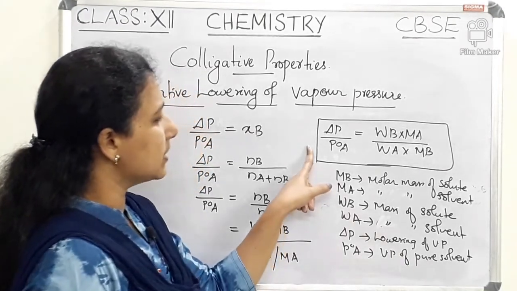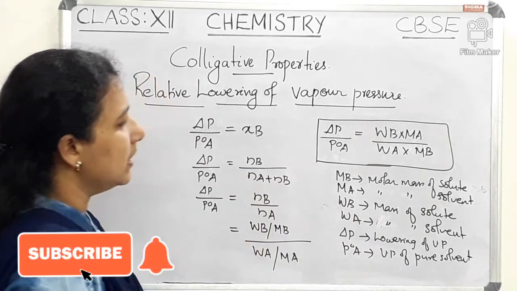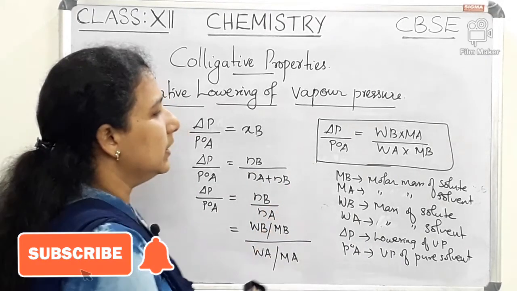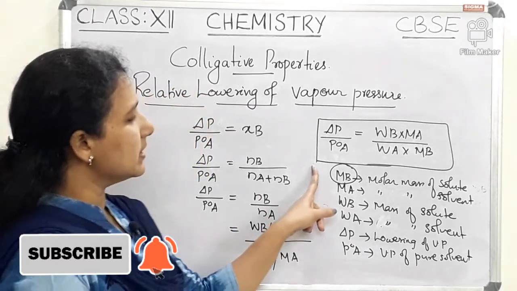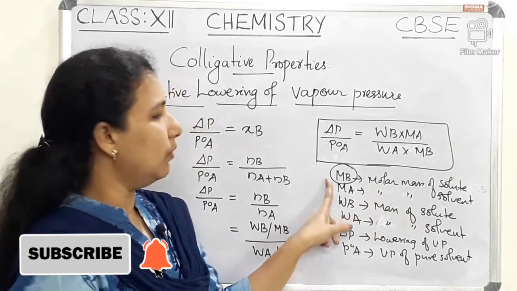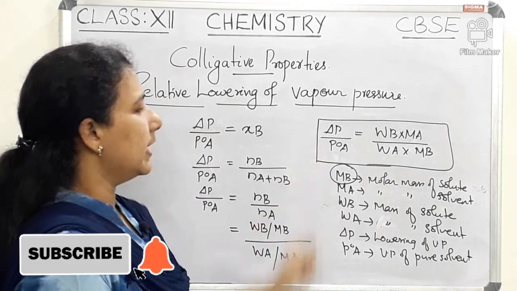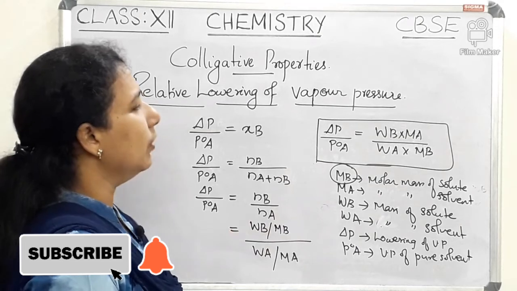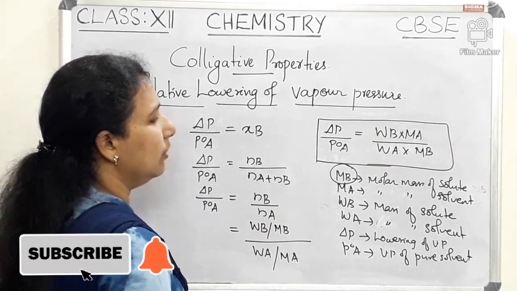So this is the expression for the relative lowering of vapor pressure, which can be used to find out the value of MB. Normally we use this expression for finding out the molar mass of the solute. So this is about the relative lowering of vapor pressure.